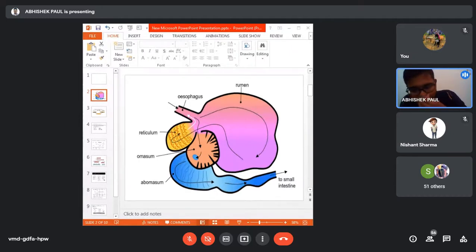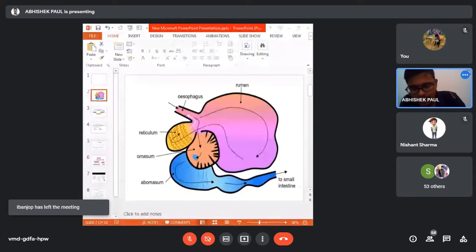So this is the anatomical picture of the ruminant stomach. As you know, ruminants have 4 stomachs. One is rumen, reticulum, omasum, and finally the abomasum. Out of these 4, rumen is the biggest one.